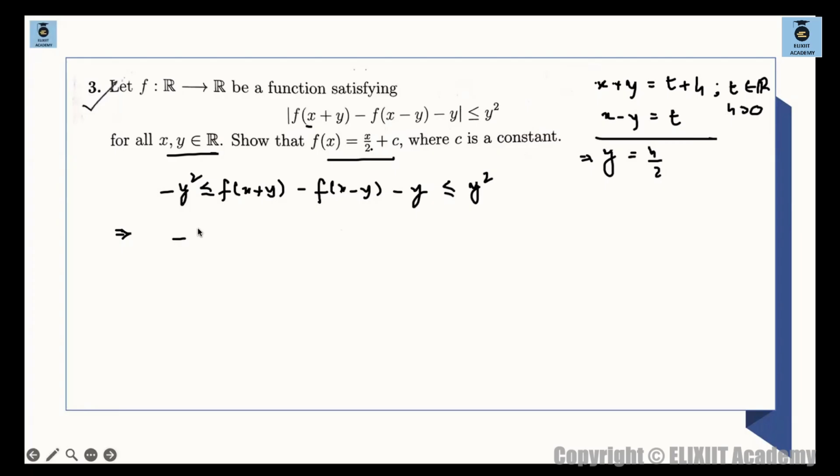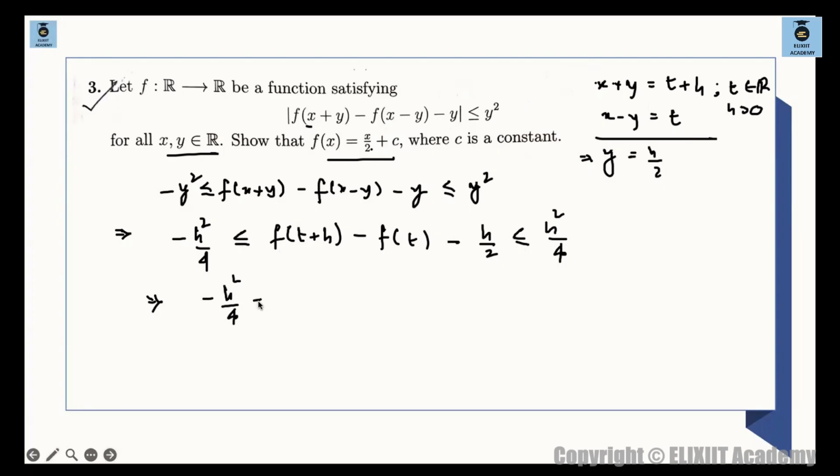So we have minus h square by 4 less than or equal to f of t plus h minus f of t. X minus y is basically t only. And minus of y, so minus of h by 2 is less than or equal to y square. Y square means h square by 4. So once you add h by 2 on both the sides, we are having minus h square by 4 plus h by 2 less than or equal to f of t plus h minus f of t less than or equal to h square by 4 plus h by 2.